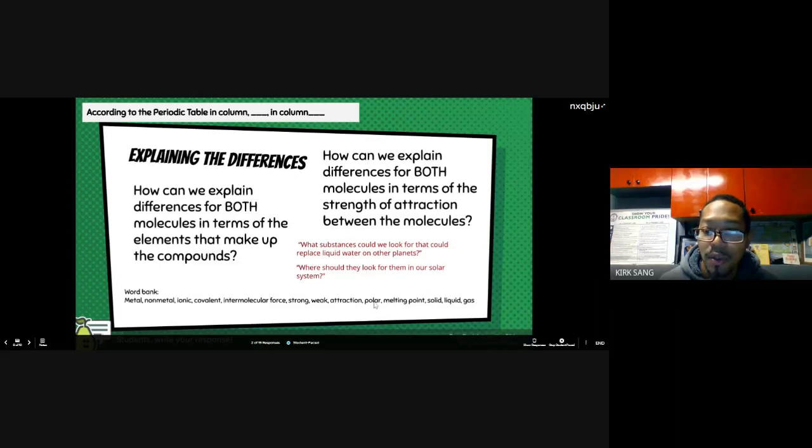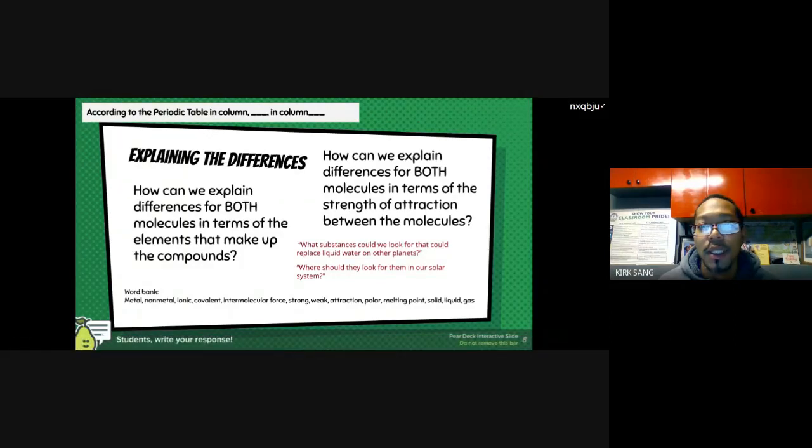Are the molecules polar? What is the melting point? And if you want to say boiling point, you can. And state whether these are going to be solids, liquids, or gases in the solar system. Eric is responding in Peer Deck using an uppercase. Thank you so much.